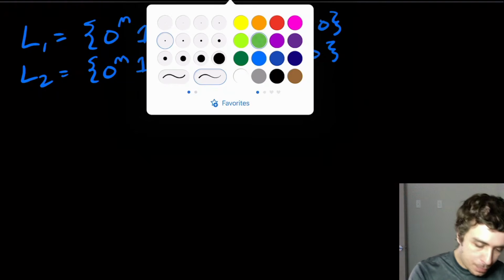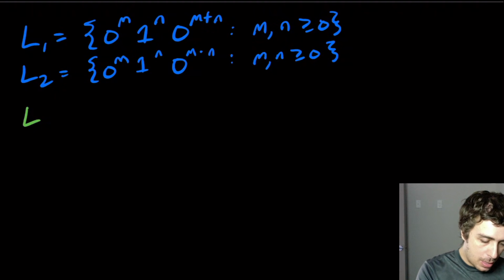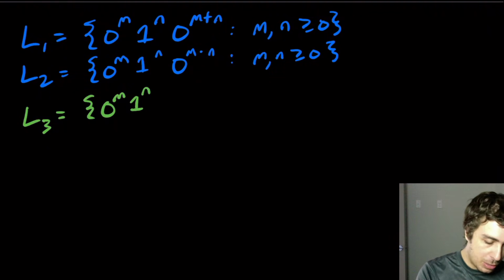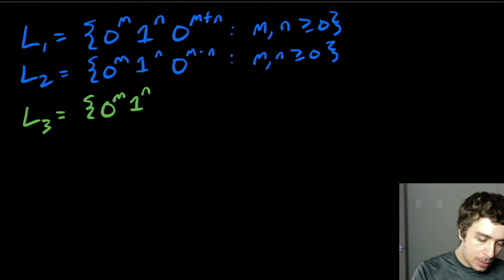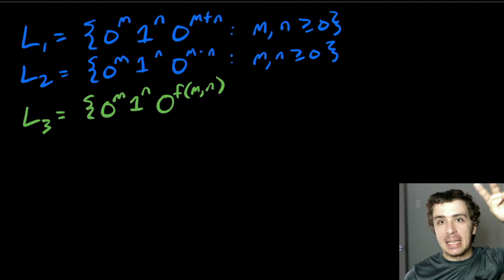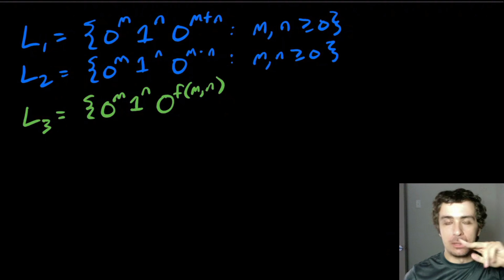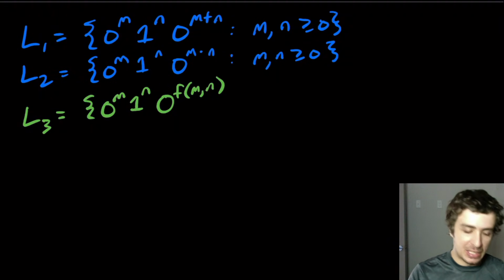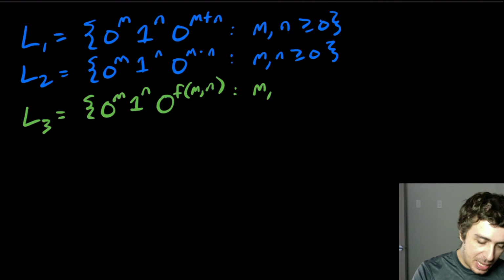So what I'm going to do is have a language L prime, or actually I'm going to change it to L3, which is going to be generalizing both of these, and then we'll hoist it back to the original two, and we'll see how. So I'm going to have 0^m 1^n 0^f(m,n), some function of m and n. The first example is where the function is just adding the two, and the second language is just multiplying the two. And then we'll see what the function is at the end. Okay, so this is for m and n at least 0.